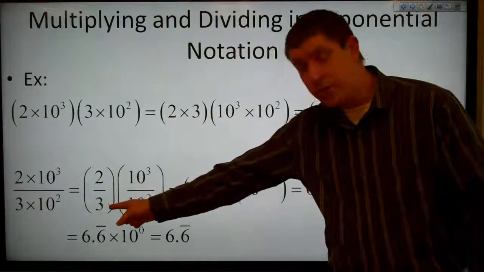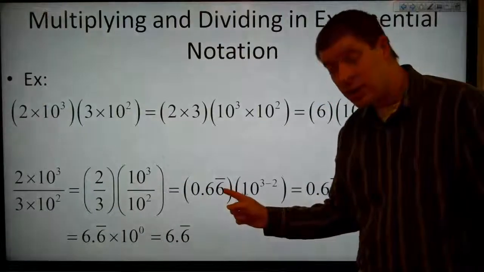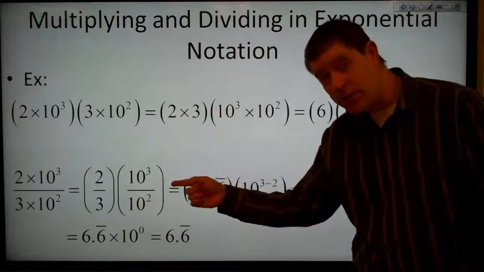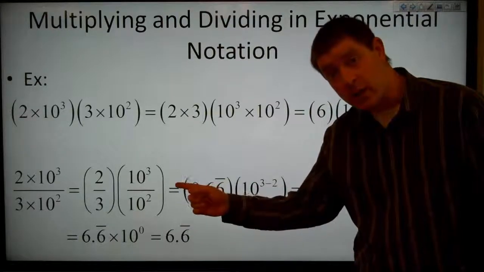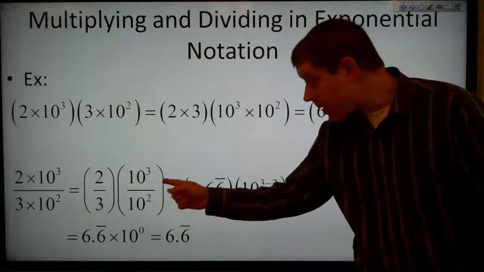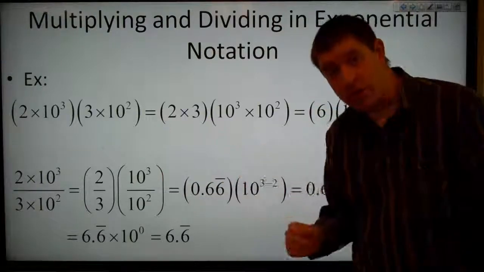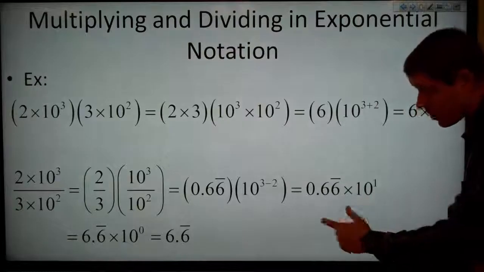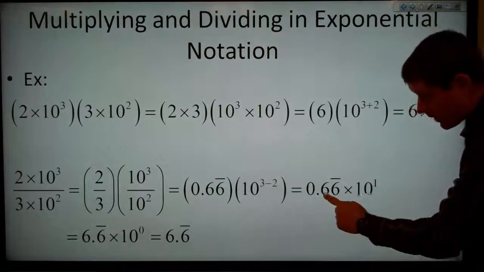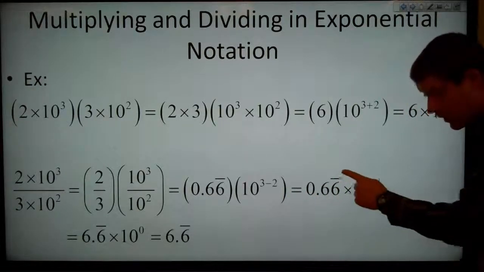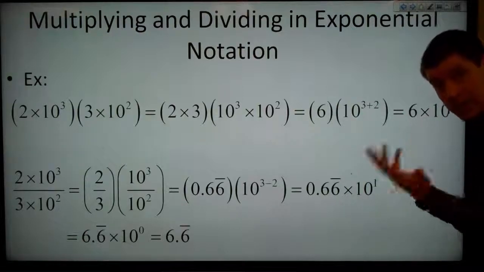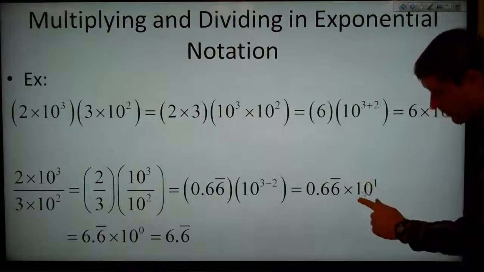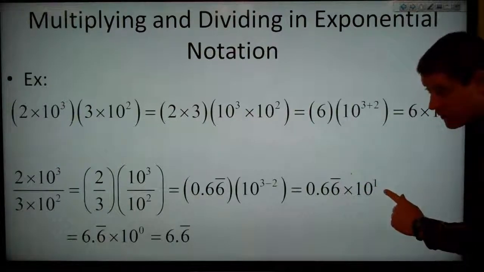Well, 2 over 3 is 2/3, so that's 0.66 repeating. 10 to the 3 over 10 to the 2, that's 1,000 divided by 100. That should be 10. But we also know exponential math, that's 10 to the 3 minus 2. 3 minus 2 is 1, so that's 10 to the 1. So our answer there is 0.66 repeating. That's what this line over the top of the 6 means. It means that that 6 keeps going. We keep repeating it. So 0.6 repeating times 10 to the 1.